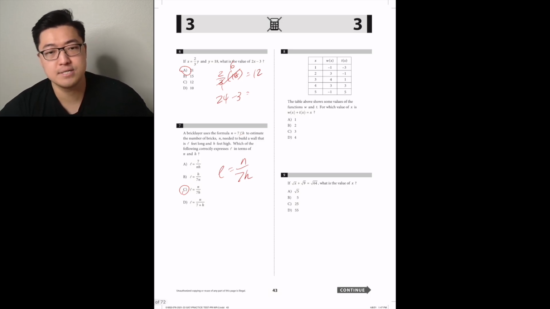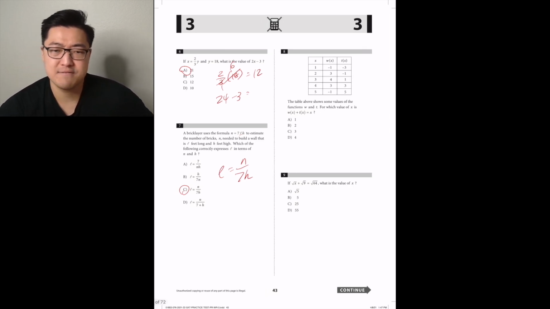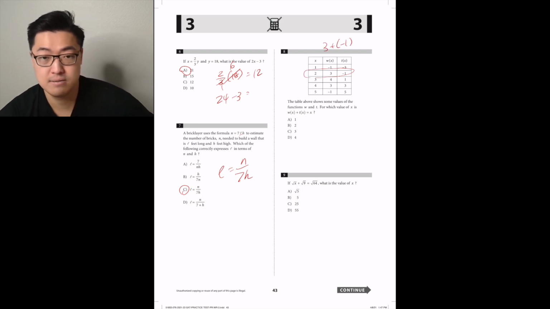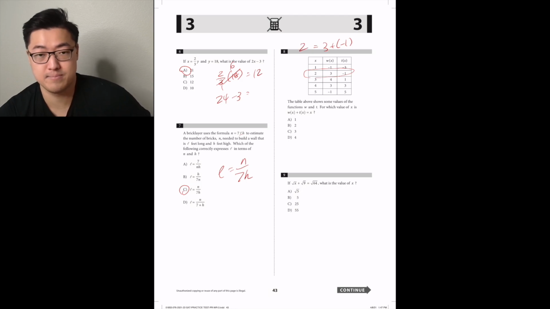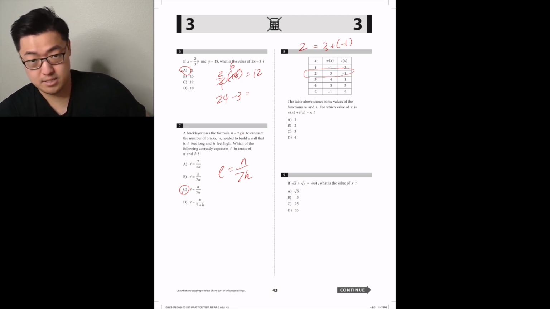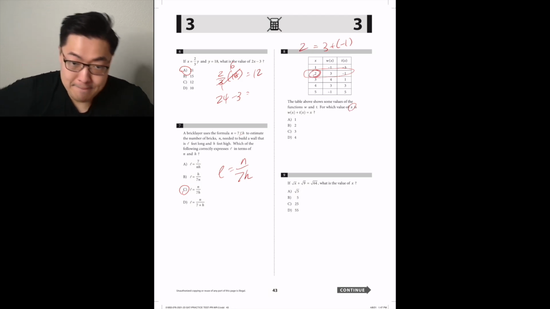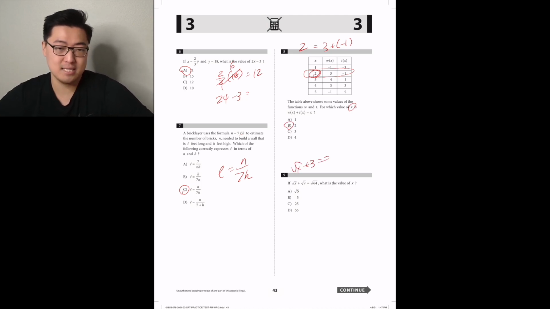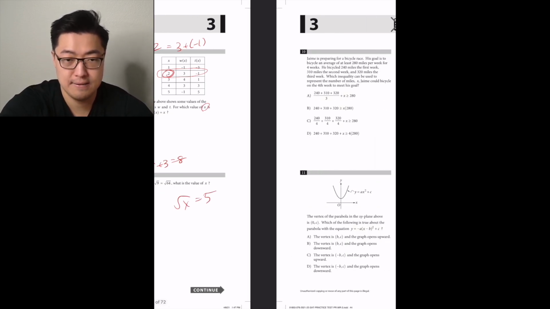The table above shows some values of the functions W and T. For which value of X is W of X plus T of X equal to X? So that's minus 4. That's not right. That's 2 equals 2. Oh, so it's when x is 2. B. 9. If square root of something plus 3 equals 8, then square root of something equals 5. So it's 25. C. Weird question.